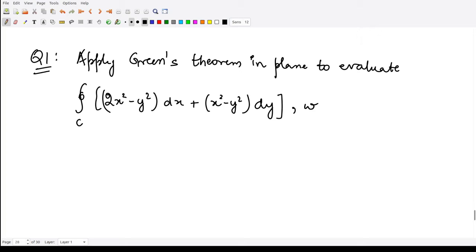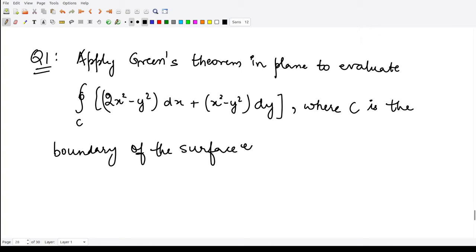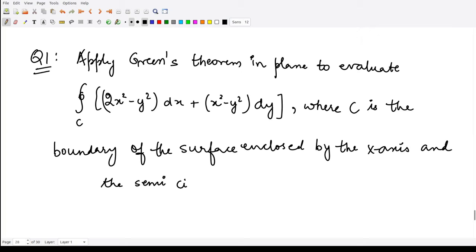where, what is the C? C is the boundary of the surface enclosed by the x-axis and the semicircle y is equal to square root 1 minus x square. So this is what is given to you.